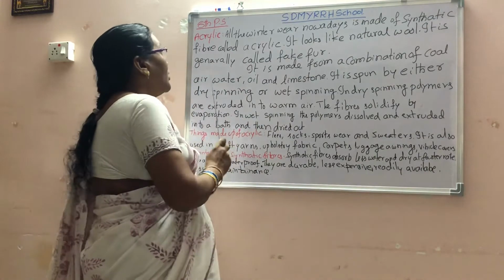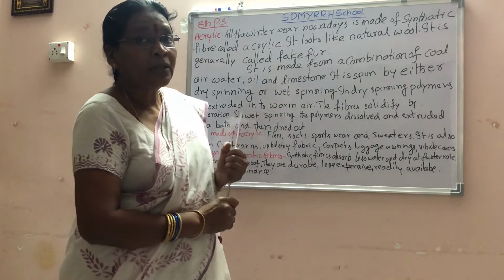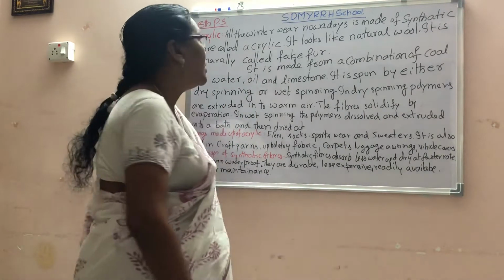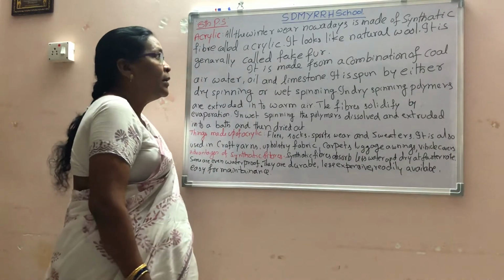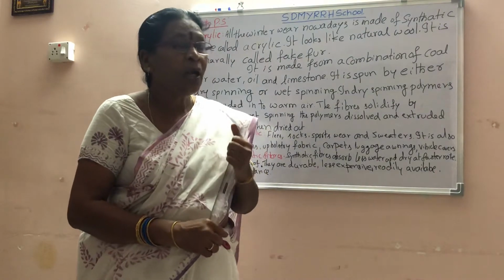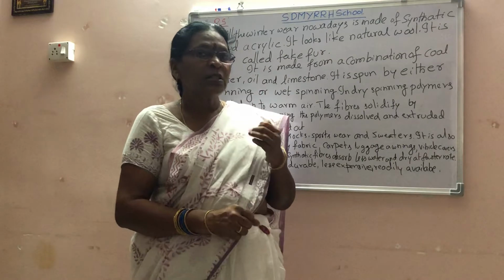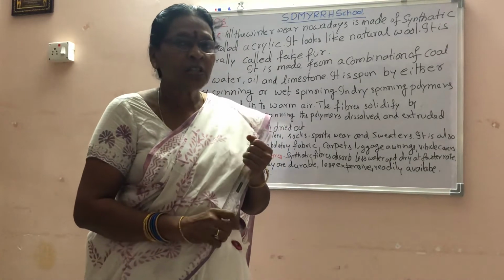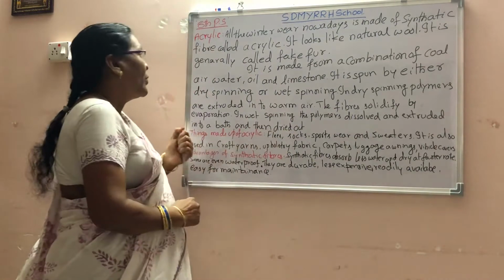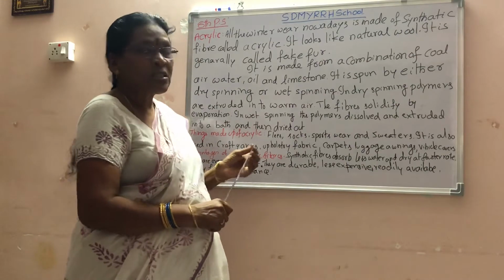Okay. Now we are discussing synthetic fibers. One type of synthetic fiber is acrylic. Acrylic is nothing but artificial wool. Original wool is high class and artificial wool is low class. Now let's discuss what acrylic is and how it is prepared.